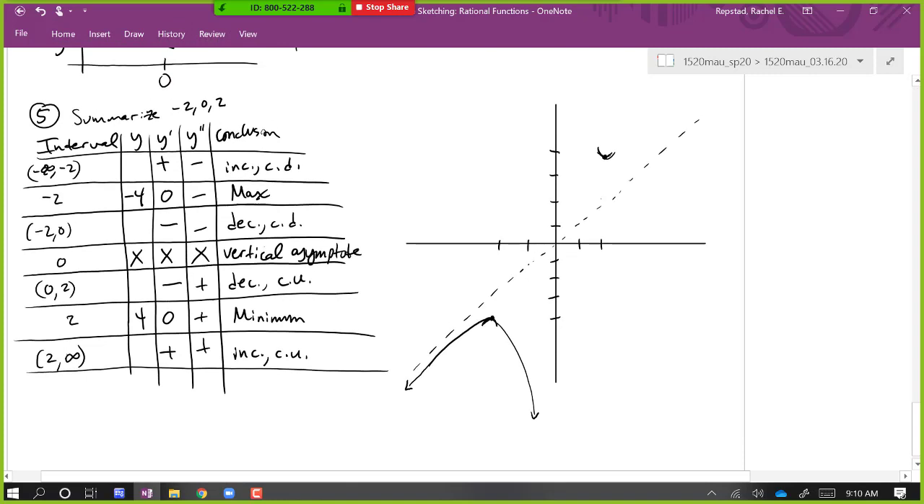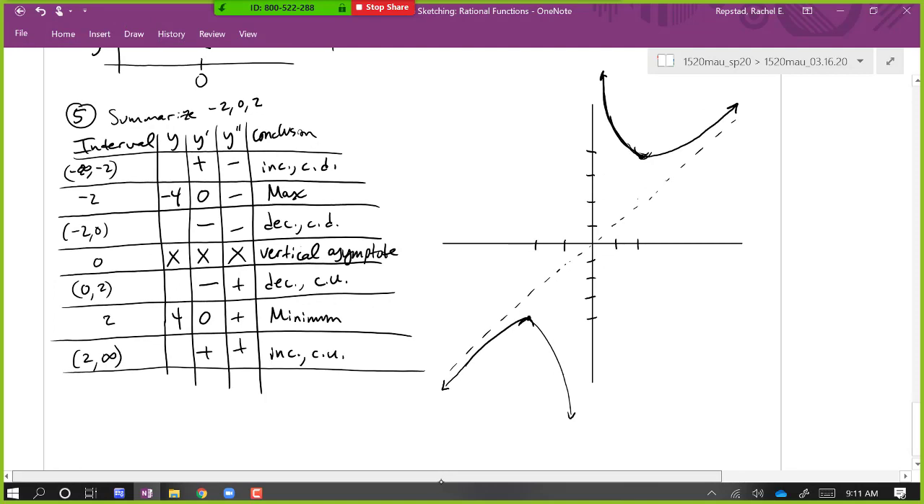On the other side, we're going to have mirrored behavior. It's decreasing into this minimum. And again, as x gets close to that vertical asymptote, it's got to shoot upwards to infinity there. Then it turns around, there's our minimum. Then it's increasing in a concave up manner. And as x gets huge, it's got to start hugging that slant asymptote. So here's that graph. Questions on that example? I know that was a lot to go through in a short amount of time.